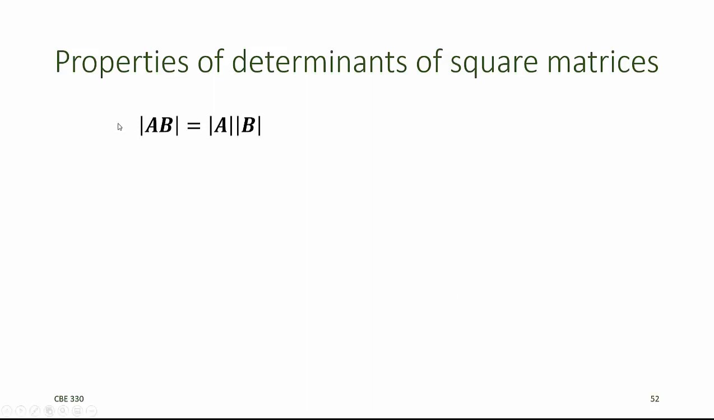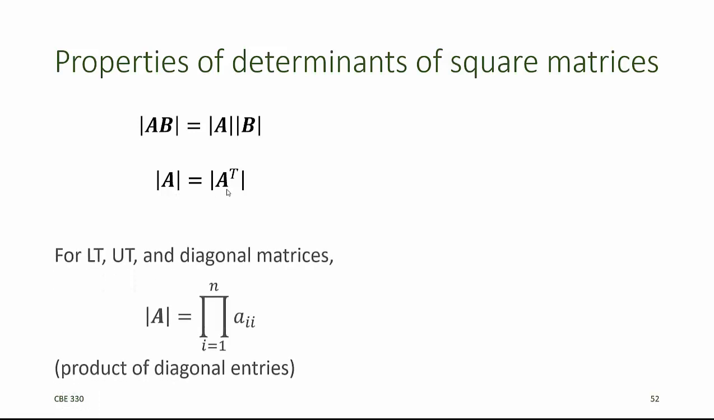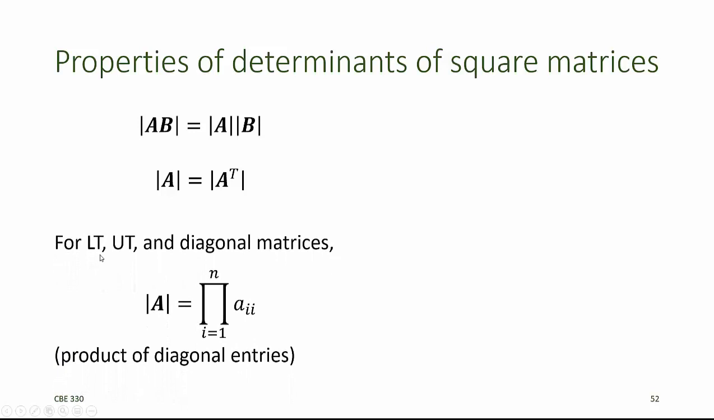The determinant of the product of any two matrices is the product of their determinants. And the determinant of a matrix is equal to the determinant of the transpose of that matrix. For matrices that are either lower triangular, upper triangular, or diagonal matrices, meaning they have zeros above the diagonal, below the diagonal, or both, then the determinant is simply the product of the diagonal elements, A11, A22, A33, etc.